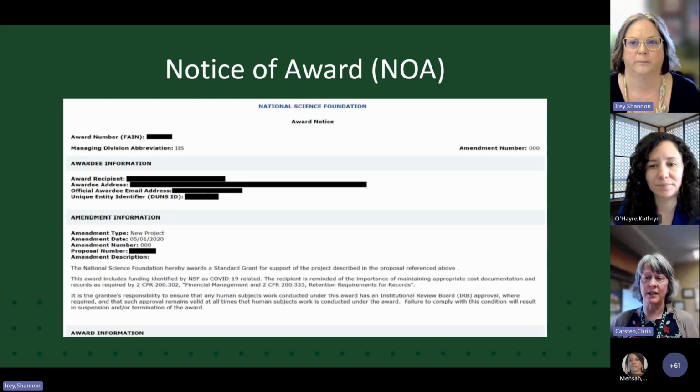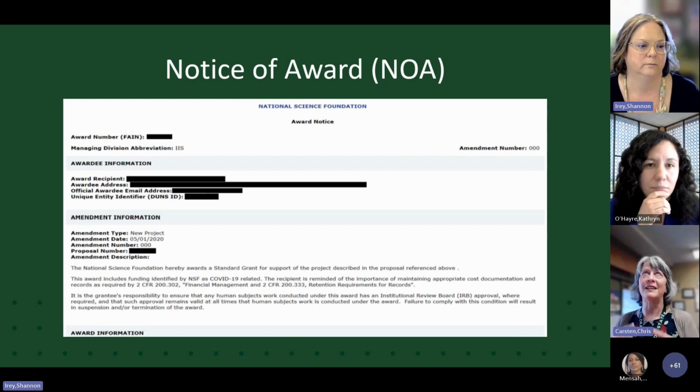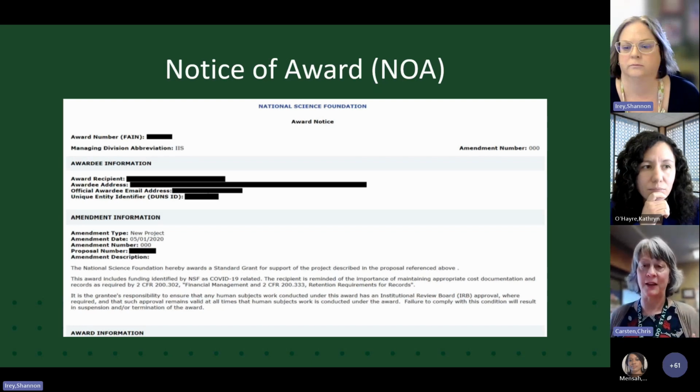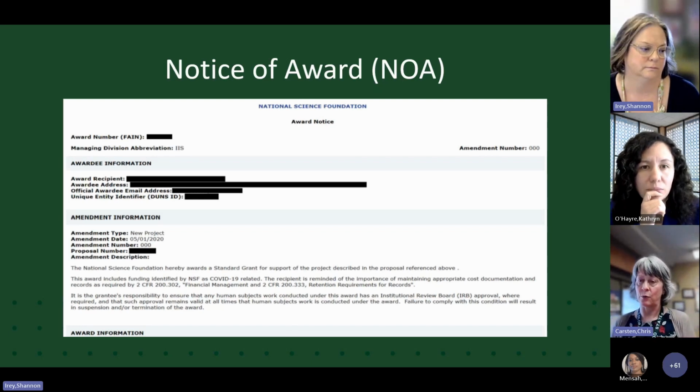There are some sponsors like NIH that use funding criteria to tell you you are in a group that might get funded, right? That's also not a notice of award.